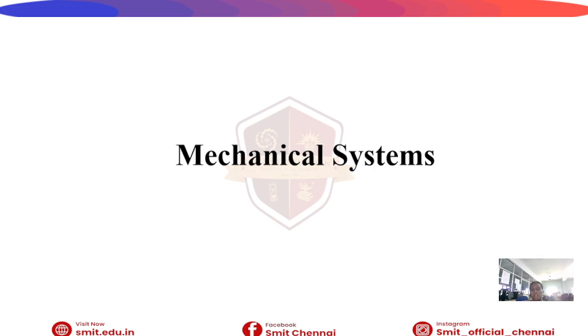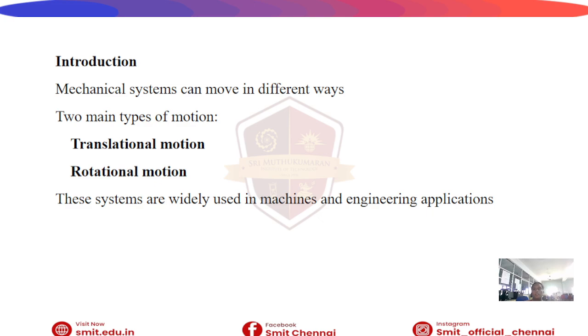Now, we are going to see the topic on mechanical systems. Mechanical systems are systems that involve motion of physical components. These systems can move in different ways and are commonly used in machines and engineering applications. There are two main types of motion: translational motion and rotational motion.